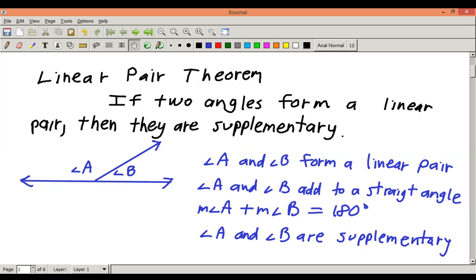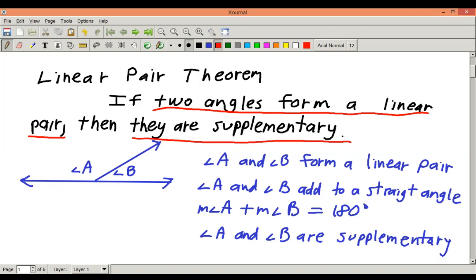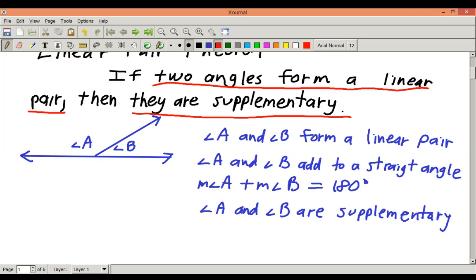So notice that we started with the hypothesis that angles A and B form a linear pair. Remember when we underlined two angles form a linear pair. That's the first step. That's the hypothesis. And then we concluded the proof with the conclusion. So the two angles are supplementary. So that's what we did here on the last statement. So there's your first proof, kind of informal, but there you go. That's the linear pair theorem. If two angles form a linear pair, then they're supplementary.